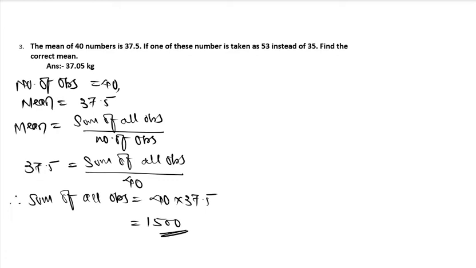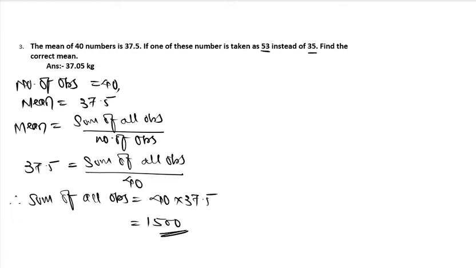Right? So that's the sum of all observations. Now read the question ahead. If one of these numbers is taken as 53 instead of 35, find the correct mean. Now what happened is, if I had made a mistake in taking one of the numbers as 53 instead of 35, then what would be wrong out of this?